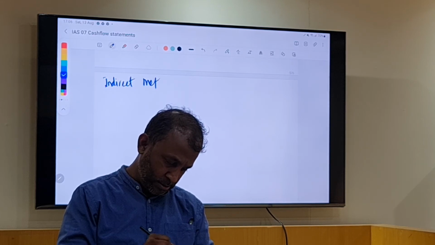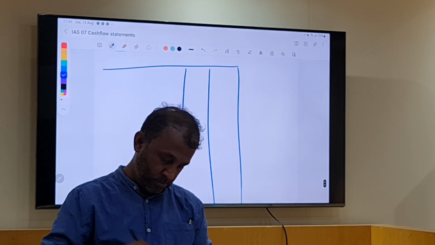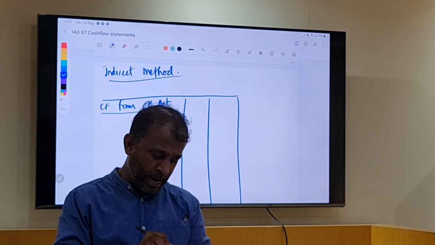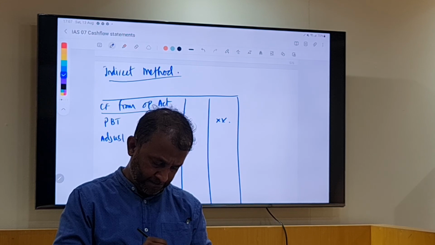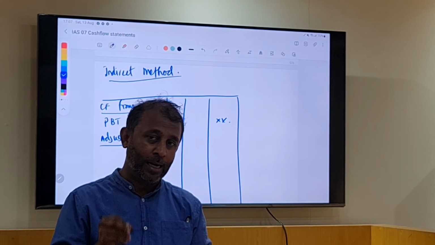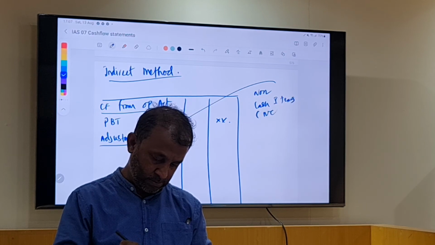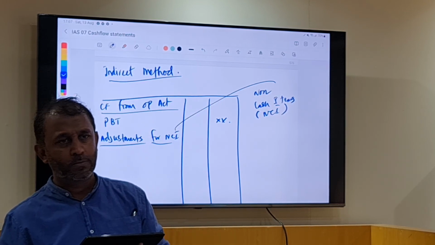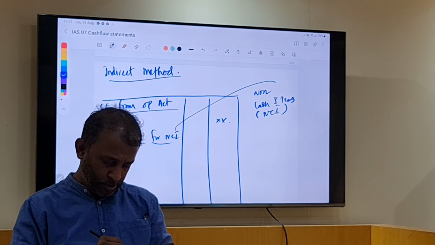Indirect method. Cash flow from operating activity. You start with profit before tax. And then you do one adjustment for NCI, which means non-cash items. Adjustment for non-cash item. What is one example of non-cash item? Can you tell yourself? Stocks? No. In your P&L, you show it as expense, but no cash movement. Depreciation. Depreciation is one example.